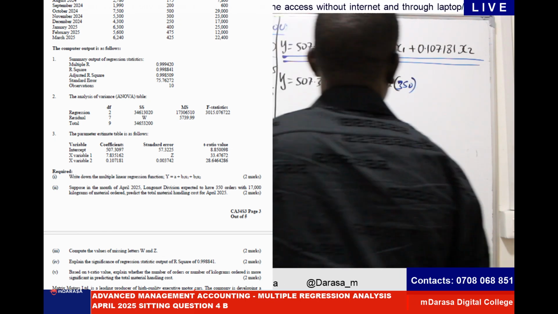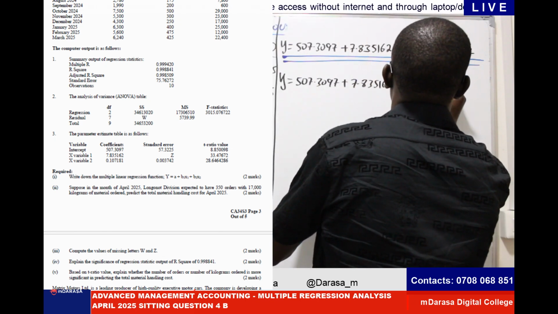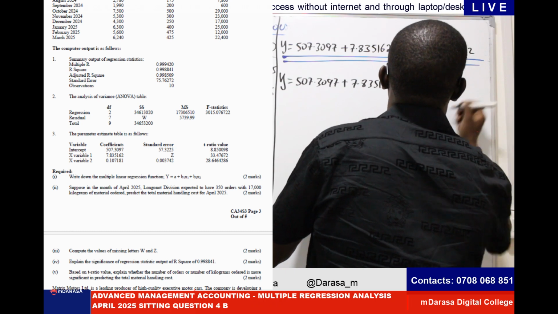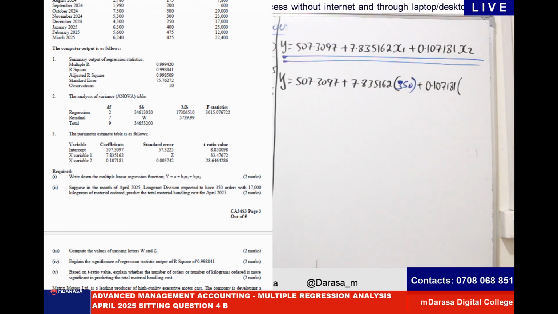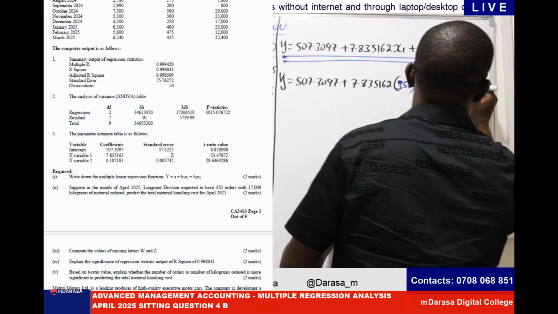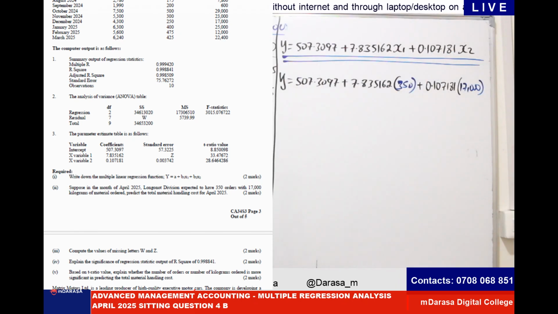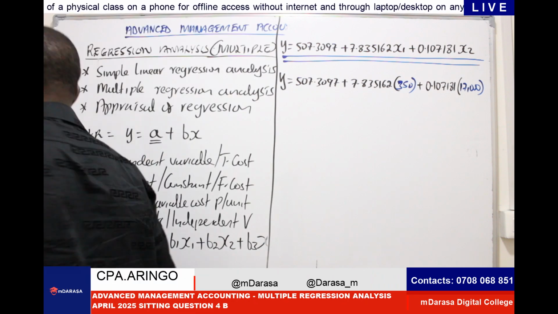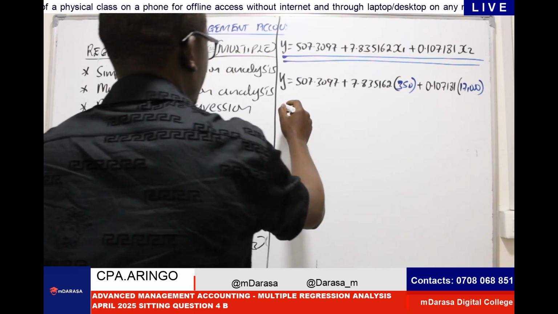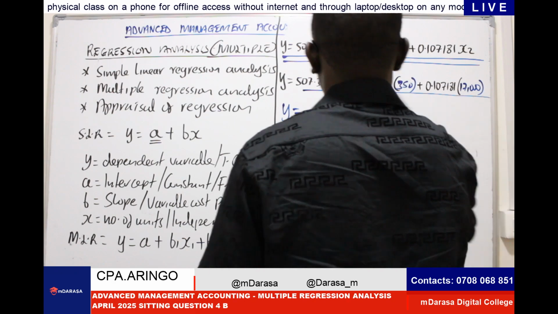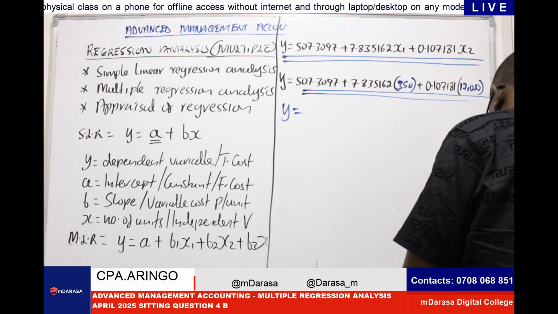We're going to add 0.107181. We multiply by x2, which is the number of kilograms. We're given 17,000, so we multiply by 17,000. Once we have that, my good students, Mwalimu is not going to multiply this for us. Whatever value you get here will be your total cost.